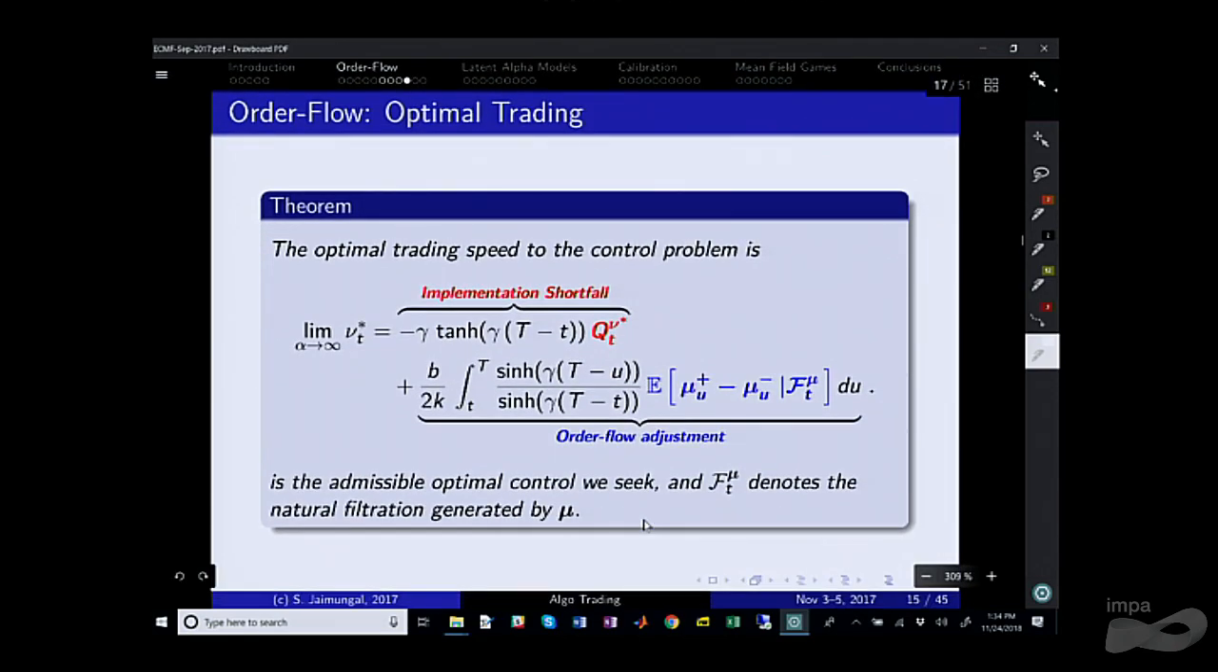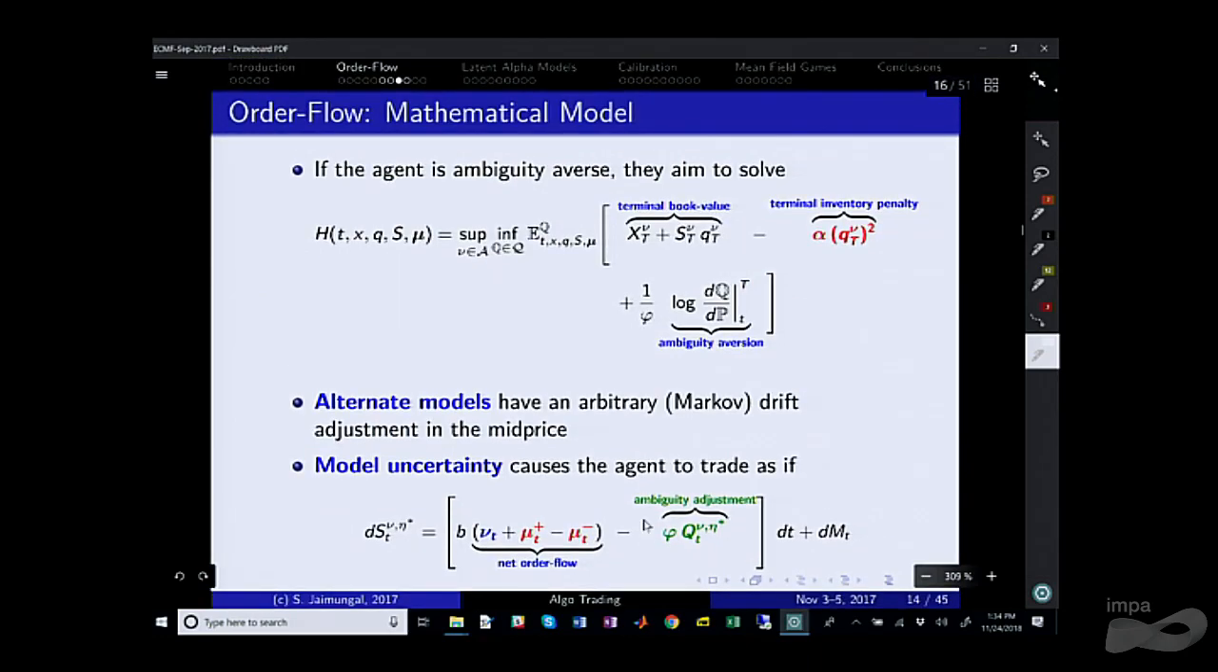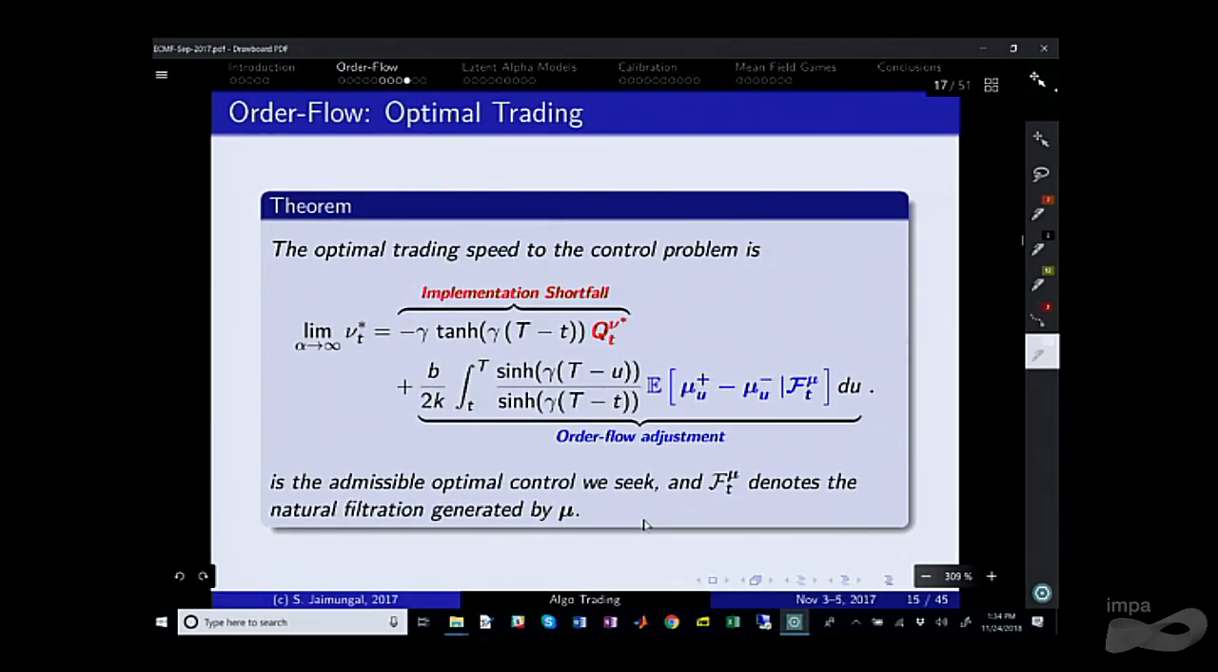Next, let's see. I'm not going to tell you how we solve this problem. I'm just going to tell you the solution. So the solution turns out to be this. The optimal trading rate has the form where the first term is some negative deterministic function times your current inventory. This is called implementation shortfall, or it's protecting you from implementation shortfall. So it's protecting you from the difference between the initial price and the price that you eventually receive. That's the Almgren-Chriss solution, if you're familiar with that line of work.